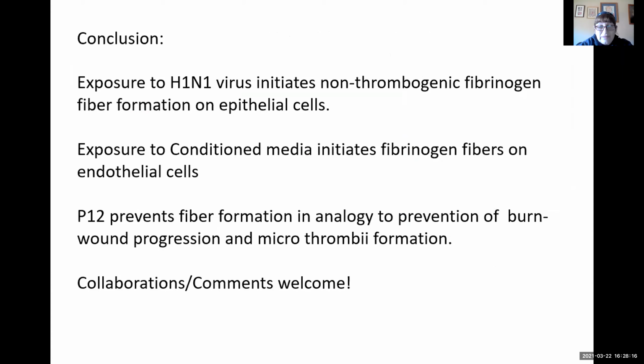Exposure to conditioned media on endothelial cells also generates the fibers. And P12, which is a therapy for burn wounds, may also provide a therapy against thrombosis and COVID. Thank you.